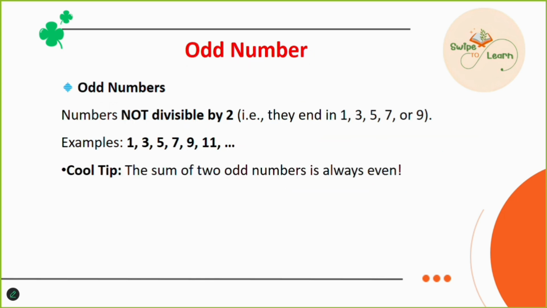Odd numbers are the ones which are quite different from that. Numbers which are not divisible by 2 are considered odd numbers. The sum of two odd numbers is always even. This is a cool tip. Whichever two odd numbers you add, the result will be an even number.